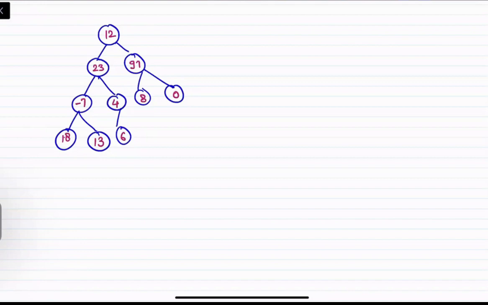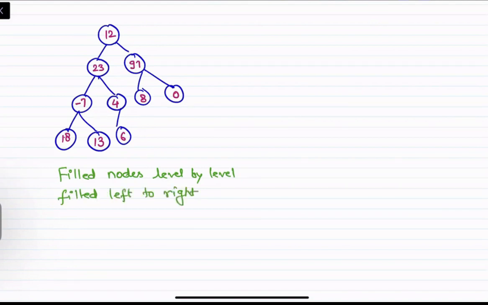So one thing that I have kept in mind is, I have filled the tree, created nodes level by level. That is one thing. And second thing is they are filled left to right without leaving any gap. Without any gap. That means if I ask you to insert one more value, let's say 25, where will you insert that value?